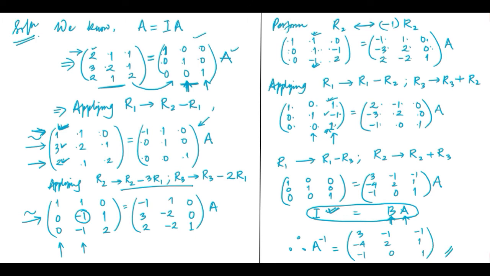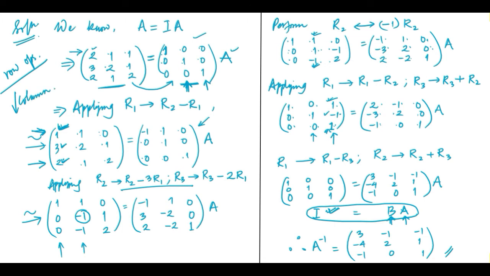This is how to find the inverse of a matrix using the concept of elementary transformations. Here, row operations, transformation is happening along the column.